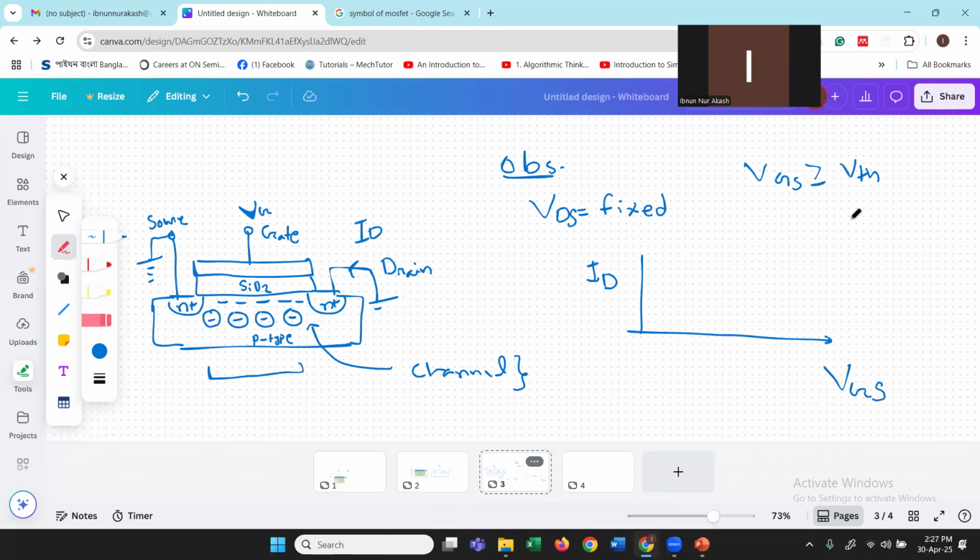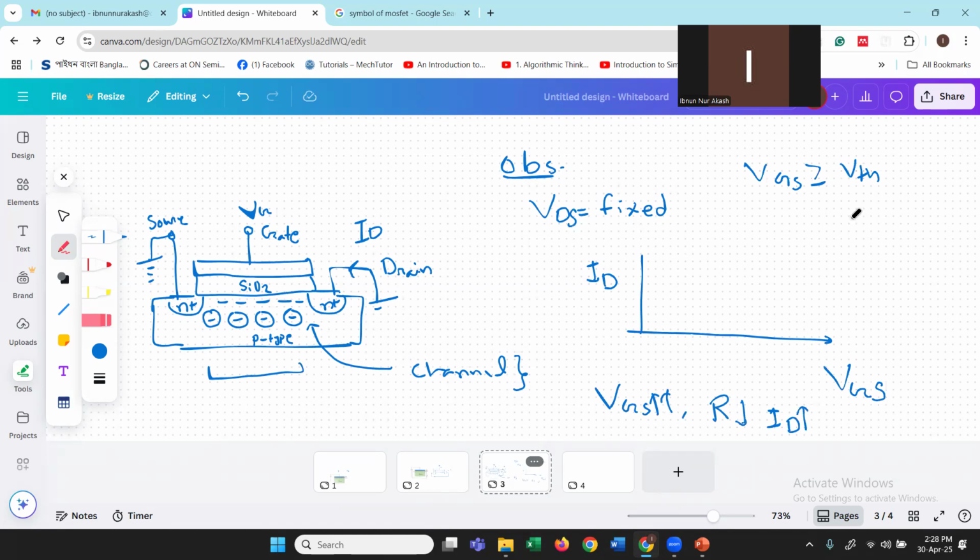If we increase VGS more and more, this channel area acts like a resistor. So we will get more and more free carriers. As a result, our resistance will drop, so our current will increase. If VGS increases more and more, the resistance around this channel length will drop. As a result, our ID will increase.